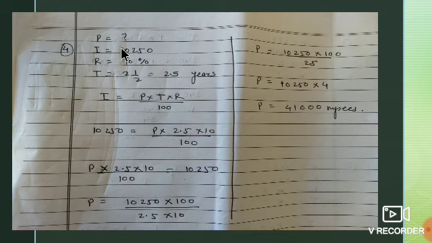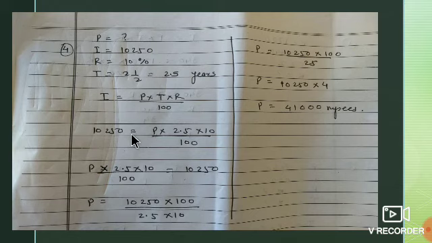Let's write first that the principal is not given. Interest is 10,250 rupees. Write here rupees. Rate is equal to 10%. And time is given as a mixed fraction, 2.5, which means 2.5 years. So let's write the formula and put the values in it.